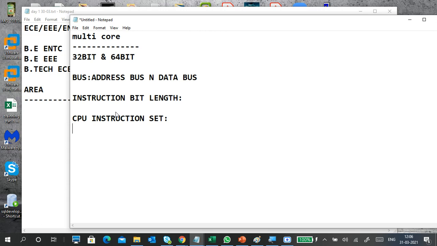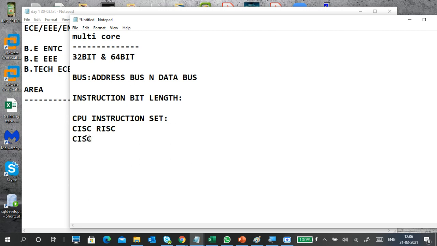Okay, so there are different types of CPU instructions. One is CISC, another one is RISC. CISC and RISC types of processors are there: complex instruction set computing and reduced instruction set computing. We are using a CISC type of processor.